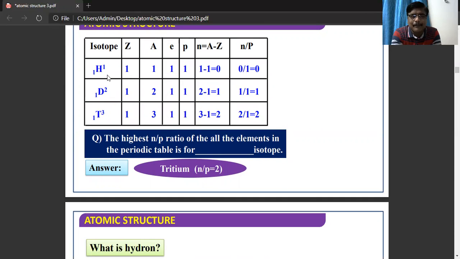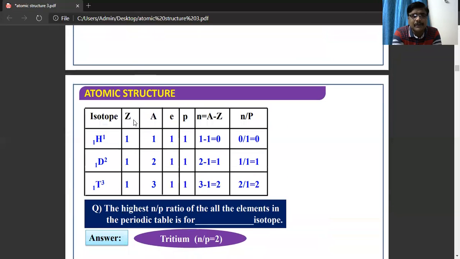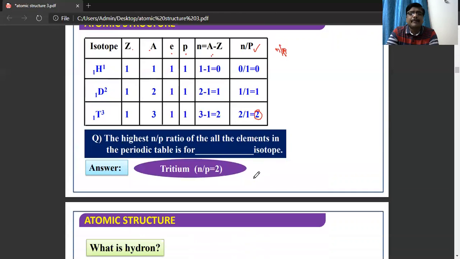Here, when we compare the isotopes of hydrogen, we have the atomic number, mass number, number of electrons, number of protons, and number of neutrons. This is the N by P ratio, the ratio between the number of neutrons and the number of protons. Of the isotopes of hydrogen, tritium has the highest N by P ratio.